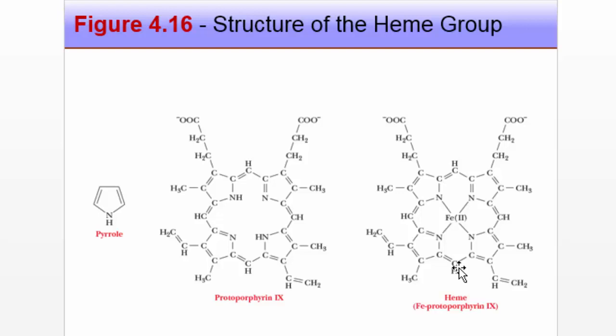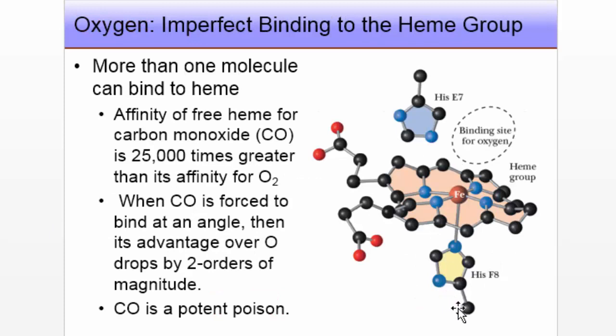This histidine residue is one of the 2 in the interior of the molecule, and the oxygen is bound to the 6th coordination site of the iron. The 5th and 6th coordination sites lie perpendicular to and are opposite of the plane of the peripheral ring. So here, this is histidine F8, which occupies the 5th coordination site, and the 6th coordination site is left to bind oxygen.